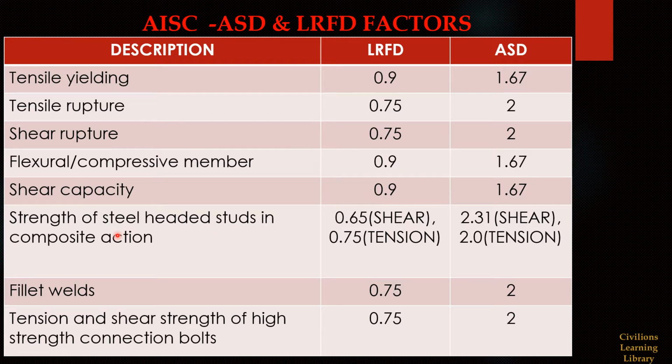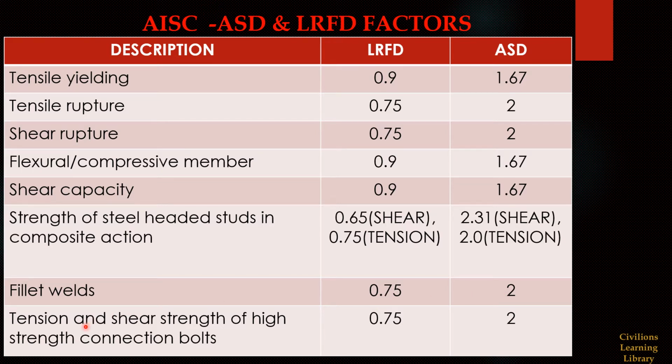The next one is strength of steel headed studs. We are using so many steel heads, like channels or single studs, in composite beams. For shear stud capacity, we have to use 0.65 as the shear factor and 0.75 as the tension factor for LRFD, and 2.31 for shear and 2 for tension for the ASD method. For calculating fillet welds, we have to use 0.75 for LRFD and 2 for ASD.